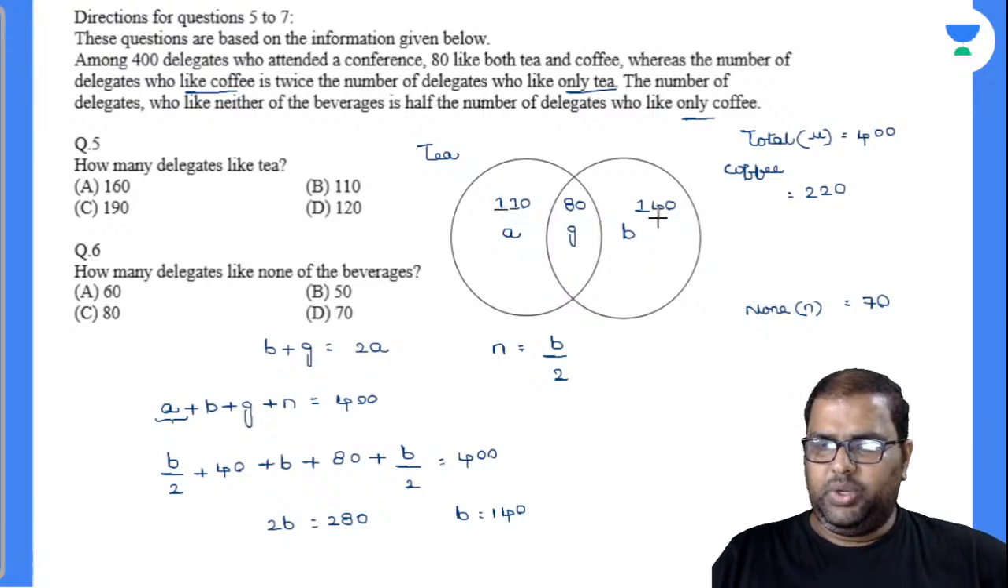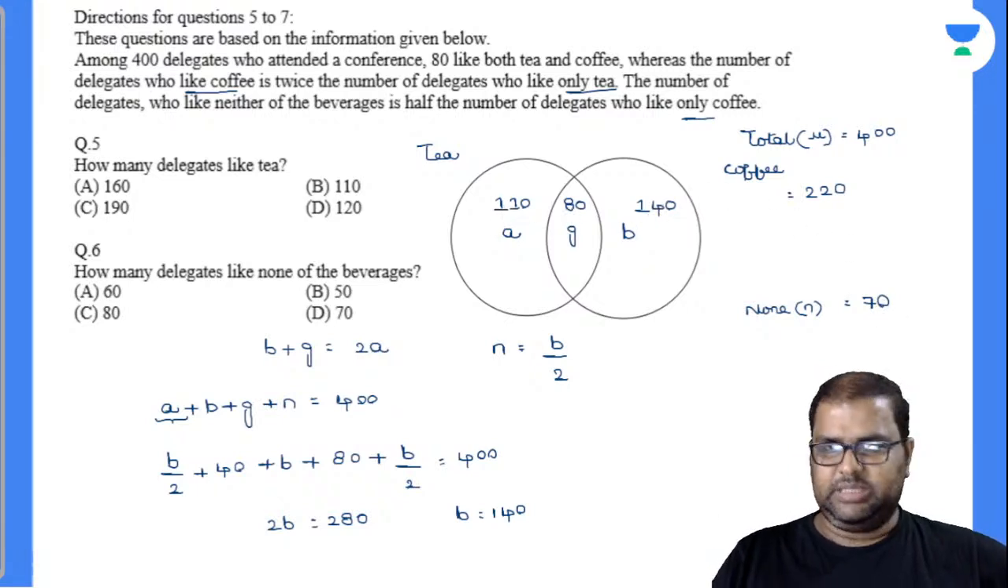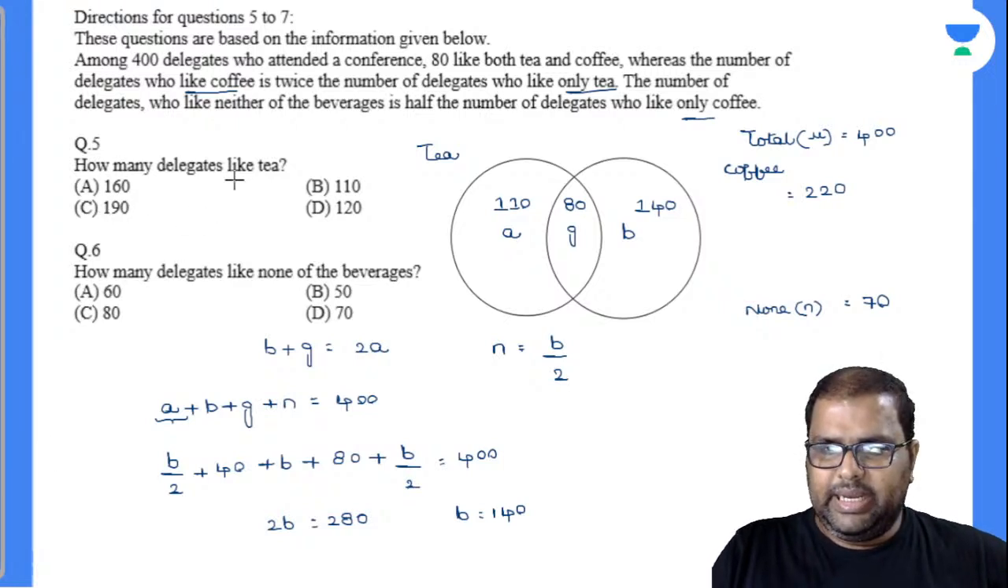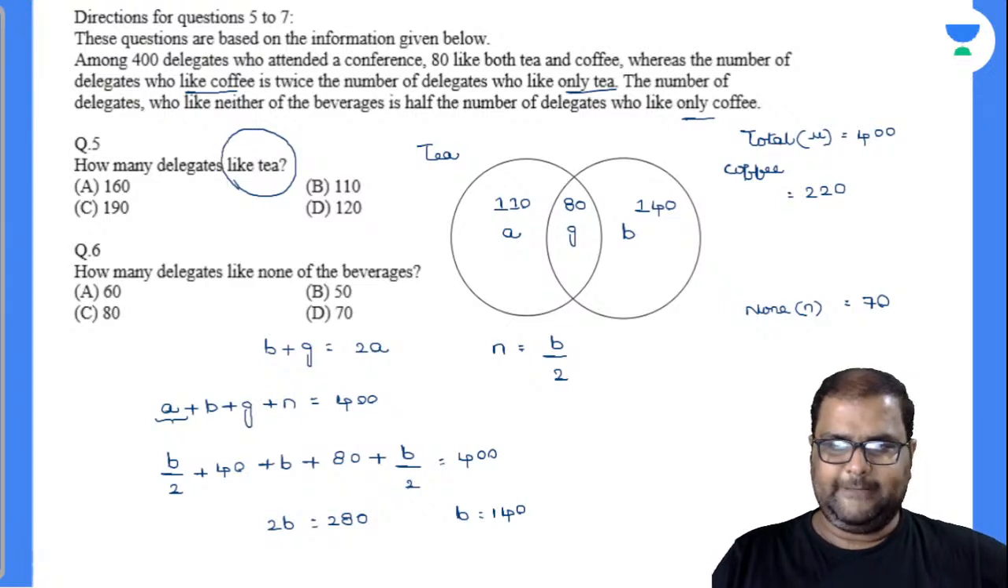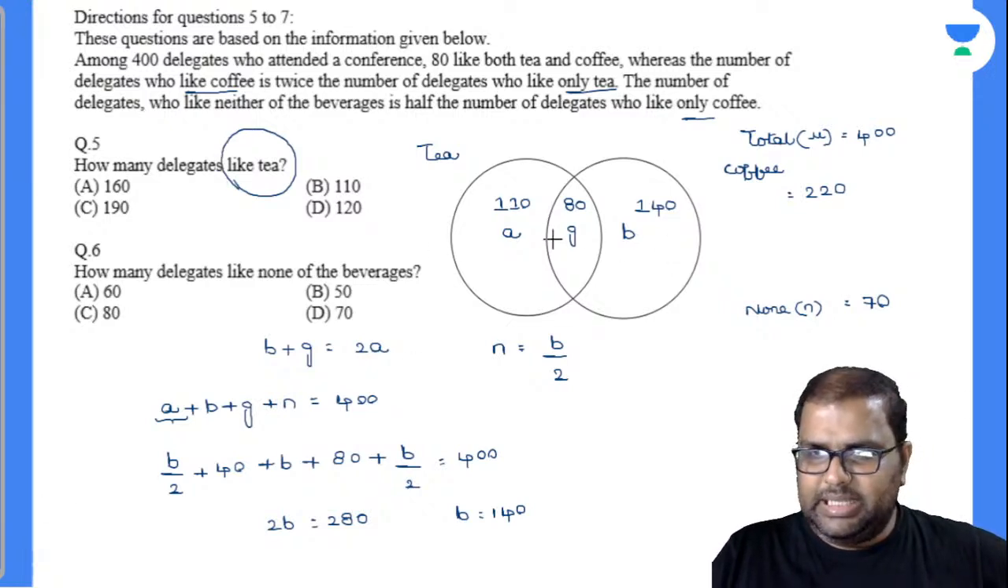110 plus 140 is 250, 250 plus 70 is 320, 320 plus 80 is 400. Yes, perfectly. Now the next question: how many delegates like T? T means the complete T circle value.